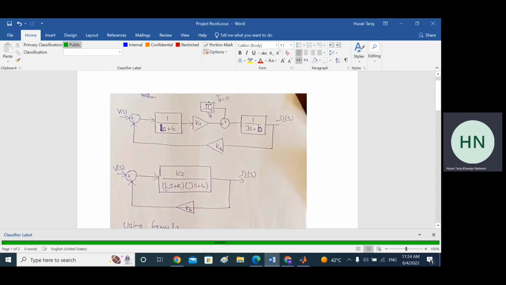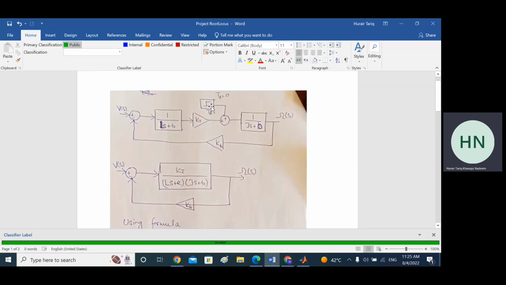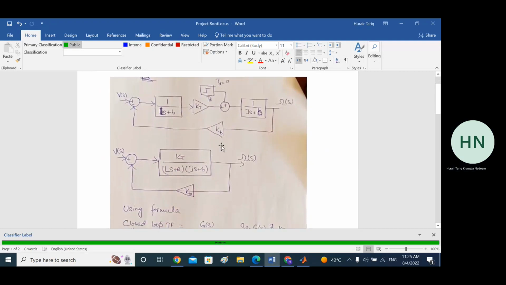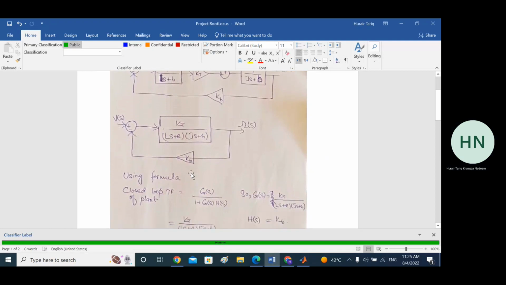And I am now taking TD as 0, because when you are plotting the root locus, you have to take it as 0. Now what I've done, I have combined this block and this block together. Of course, when TD is 0, this is going to be a straight line. This summation sign is going to go away, and you are going to get this thing, K over Ls plus R. This is basically R, so this is my mistake. So make it R: Ls plus R, Js plus B, and then you have KB over here.